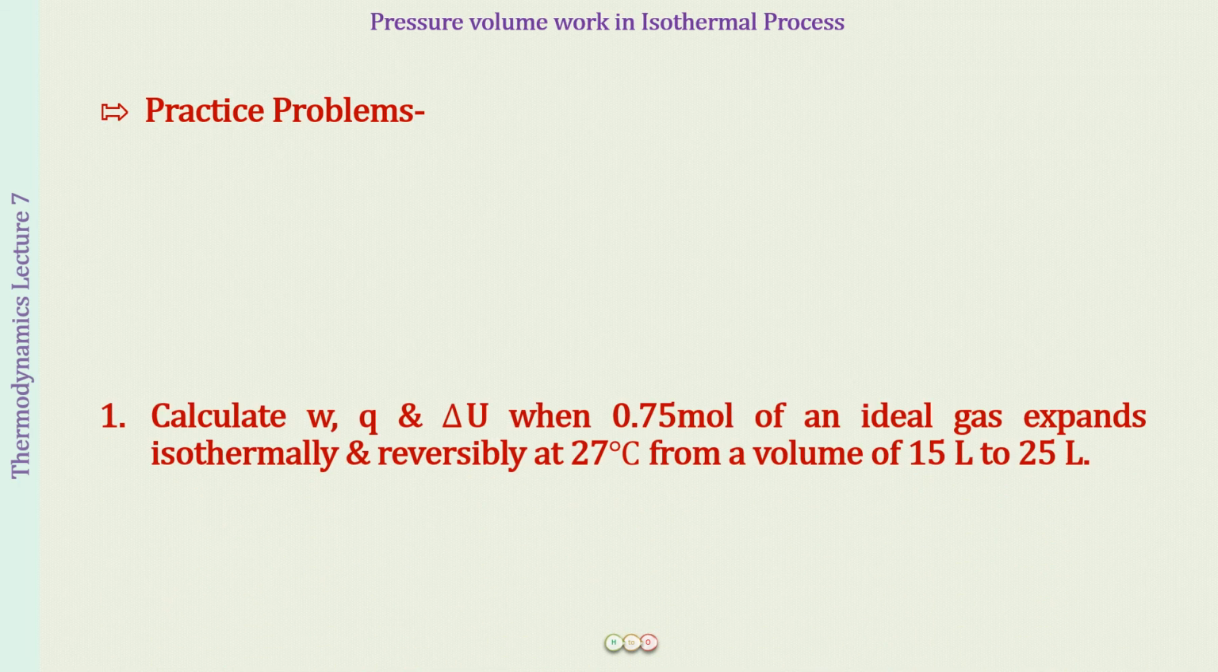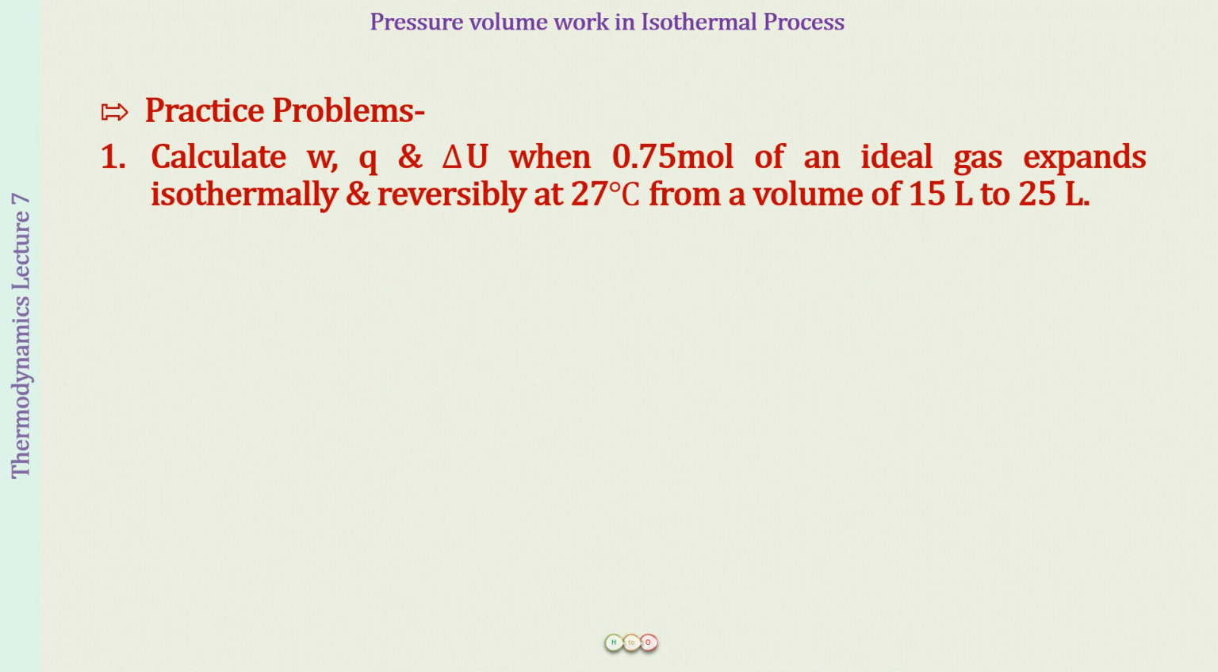So let us see the first question that we have. You have to calculate the work, Q and delta U when 0.75 mole of an ideal gas expands isothermally and reversibly at 27 degrees Celsius from a volume of 15 liters to 25 liters. So here in this question, what we can understand first of all is that an isothermal process is taking place.